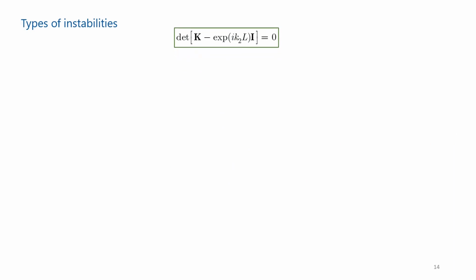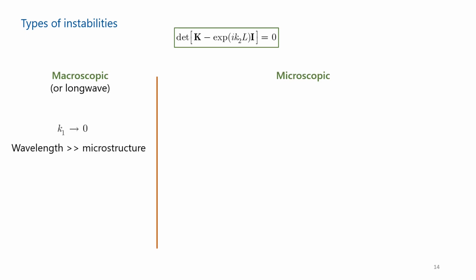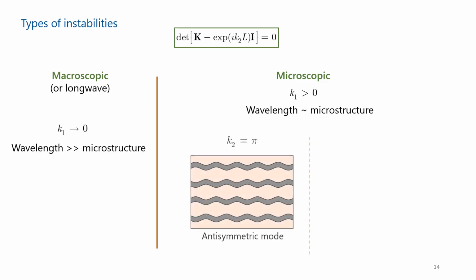On the basis of the value of K1 for which the condition is satisfied, the instability can be classified into two types. First is the macroscopic or long wave instability with wave number almost equal to 0, which means that the wavelength is significantly larger than the microstructure. And when the wave number has a finite value, then it is classified as microscopic instability. In this case, the wavelength is of the order of the microstructure.